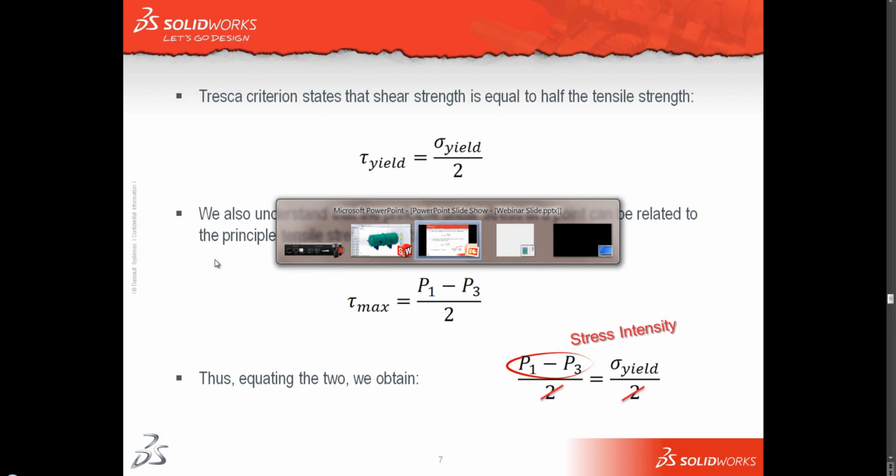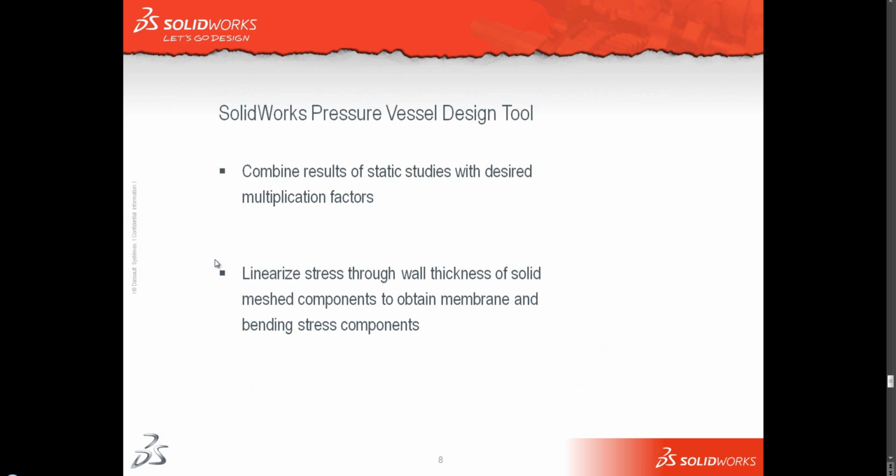Okay, let's jump back into our presentation now and start talking about how we can use the SolidWorks pressure vessel design tool to help us. So SolidWorks Simulation Professional includes a tool called the pressure vessel design tool. And in a pressure vessel design study, you can combine the results of static studies with desired multiplication factors. So each study can have a different set of loads with corresponding results, and these loads can be dead loads, live loads, which obviously we would have to approximate as static, thermal or seismic, etc. We can have almost an unlimited amount of studies with different load types.